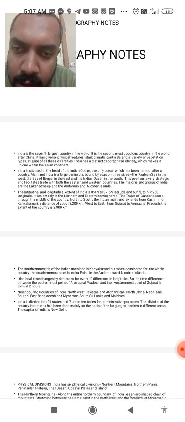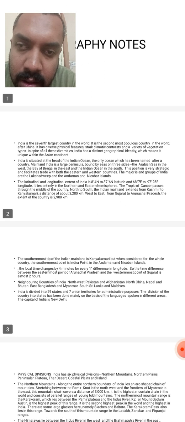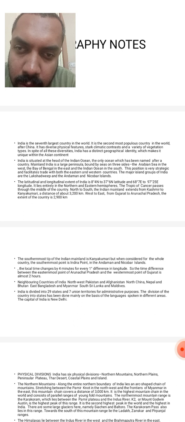The latitudinal and longitudinal extent of India are 8 degrees 4 minutes north to 37 degrees 6 minutes north latitude, and 68 degrees 7 minutes east to 97 degrees 25 minutes east longitude. It entirely lies in the northern and the eastern hemispheres. The Tropic of Cancer passes through the middle of the country.